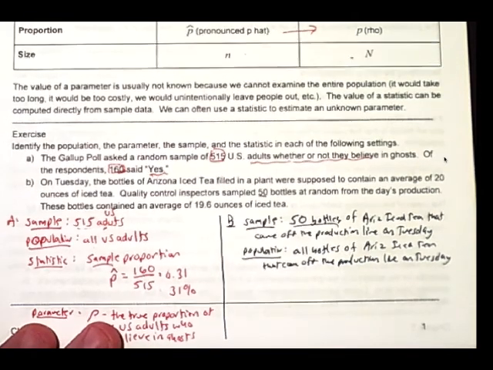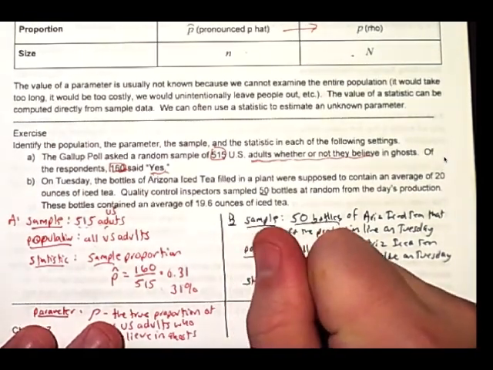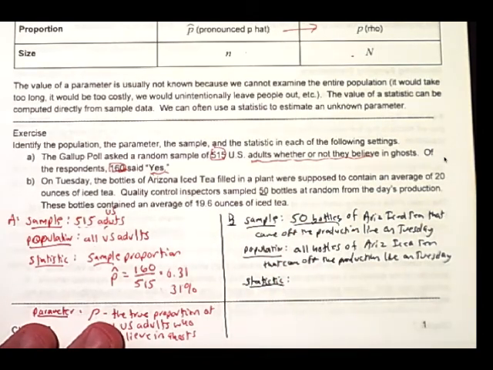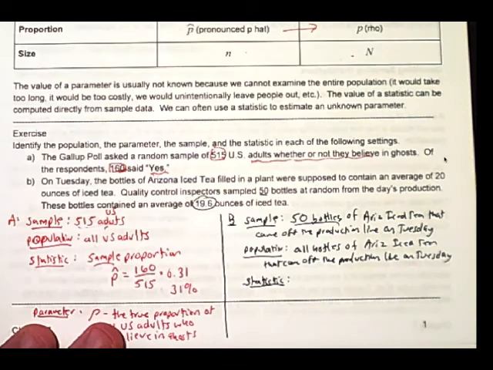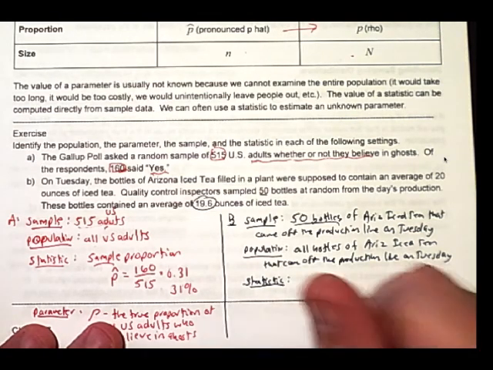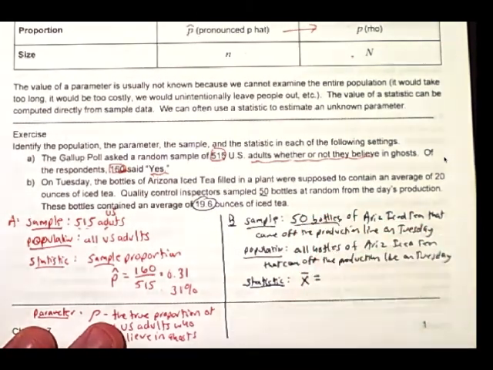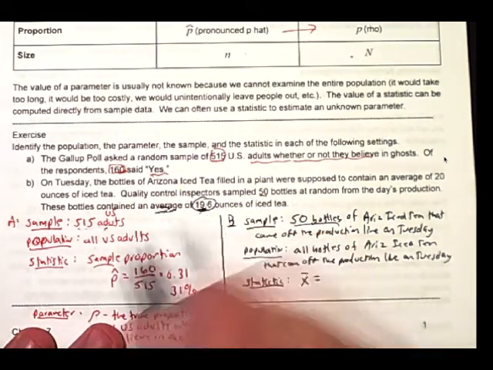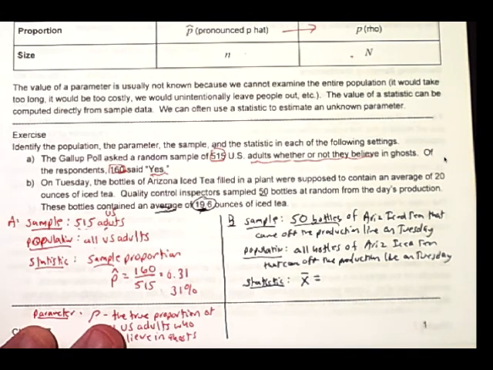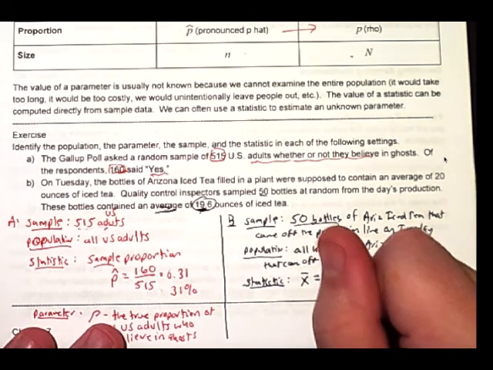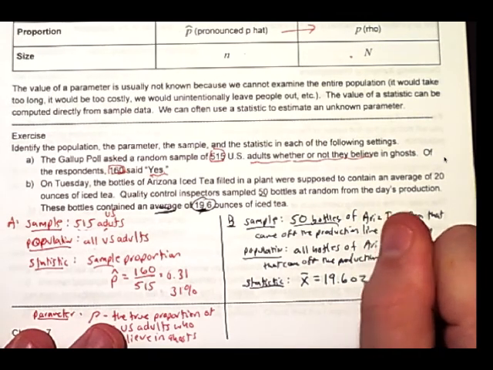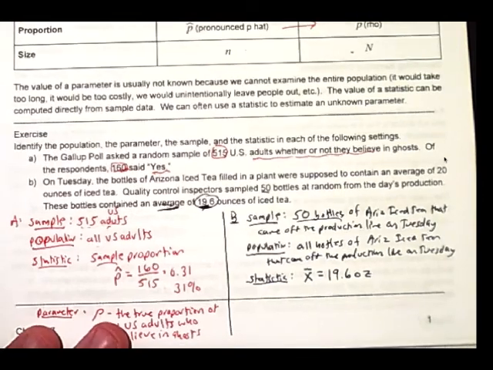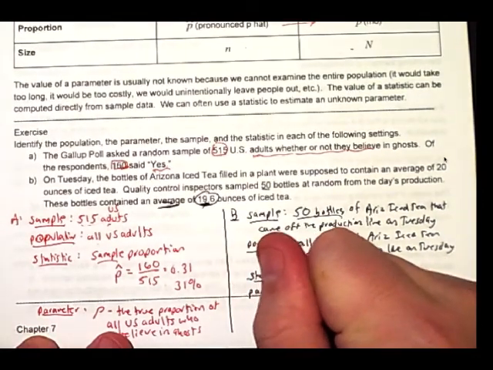So what is our statistic? What information did we get from the sample? This is the information we got from the sample. Our mean, hint, hint, it says average, and this is a numeric or quantitative quantity. So that's why it clues me in to say that the mean is 19.6 ounces. That's the mean.